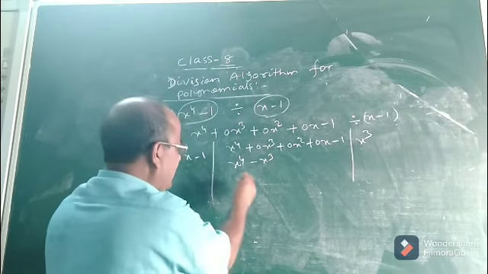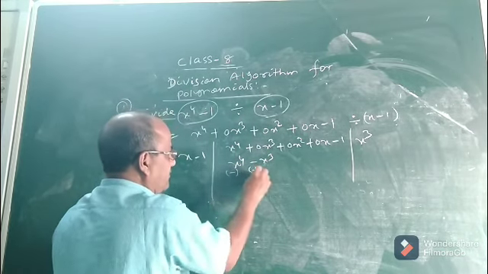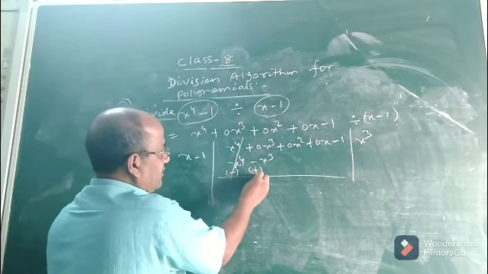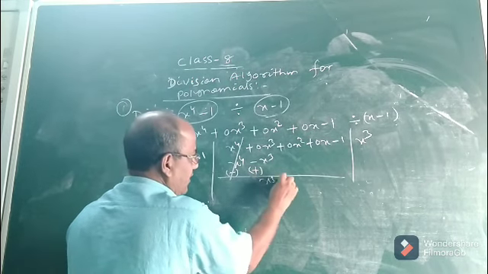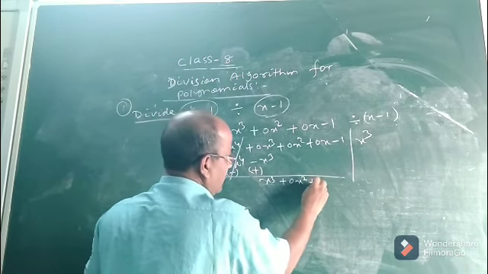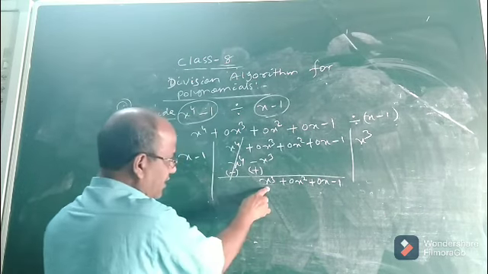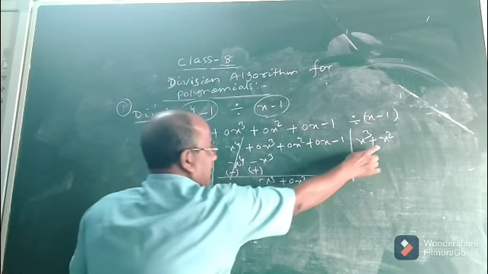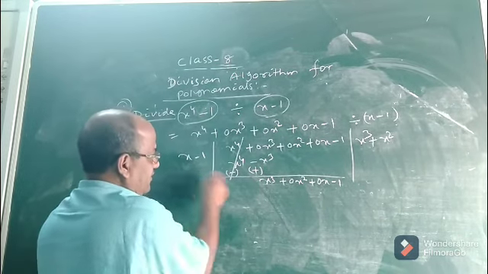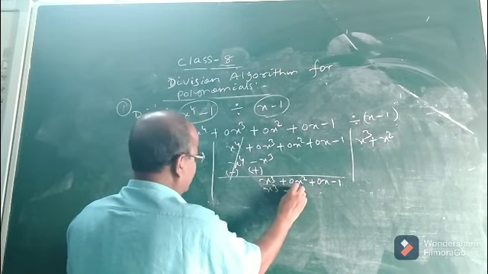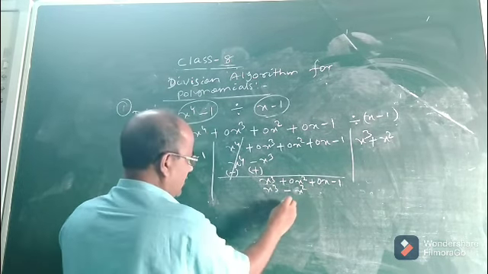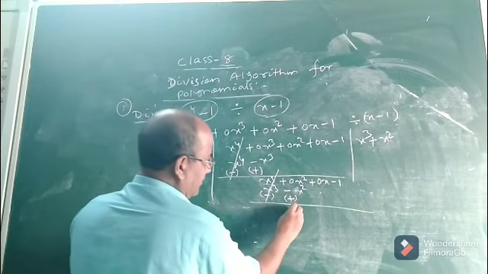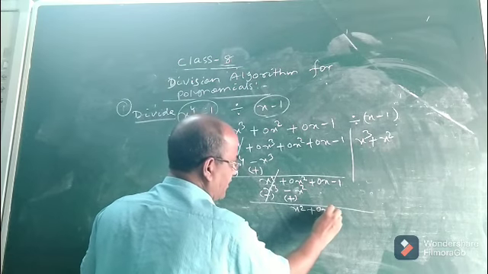Now what is the next step? We have to change the sign. I am changing the sign: plus became minus, minus became plus. Now it is cancelled. It will be x cube plus 0x square plus 0x minus 1. Now x cube divided by x will give you x square. Multiply x square by each term of the divisor. It will be x cube minus x square. Now change the sign again. It is cancelled. This will be x square plus 0x minus 1.